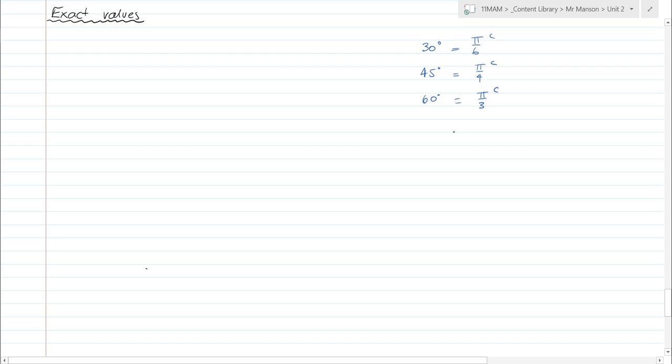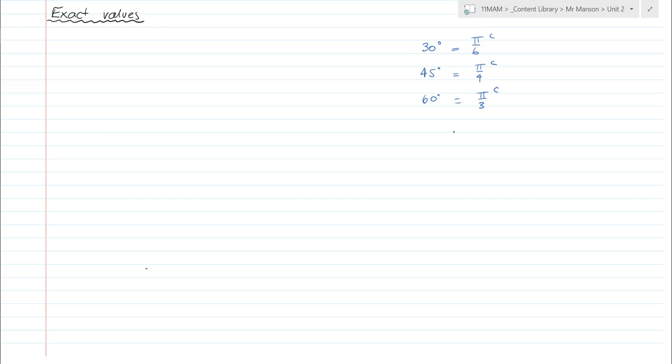Now I'm going to show you so that you know the exact values of sine, cos and tan of each of these three angles. And that will mean that you also know the exact values of sine, cos and tan of each of these three angles when they're in the second, third and fourth quadrant, or even if they're 2 pi, 4 pi, 6 pi extra rotations around. You'll know all those exact values. But they are only the 30, 45 and 60.